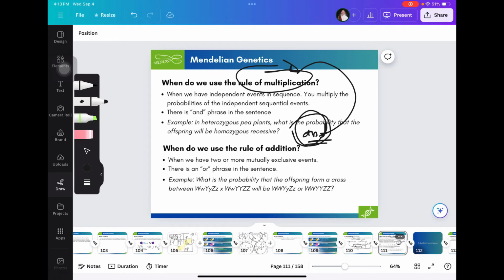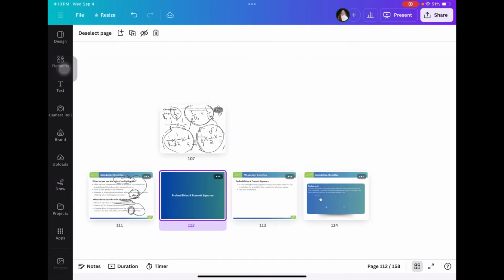On the other hand, the rule of addition is used for two or more mutually exclusive events. The clue word here is the word "or". So if you see the word "or" in your question, most likely you will have to use the rule of addition. Right?